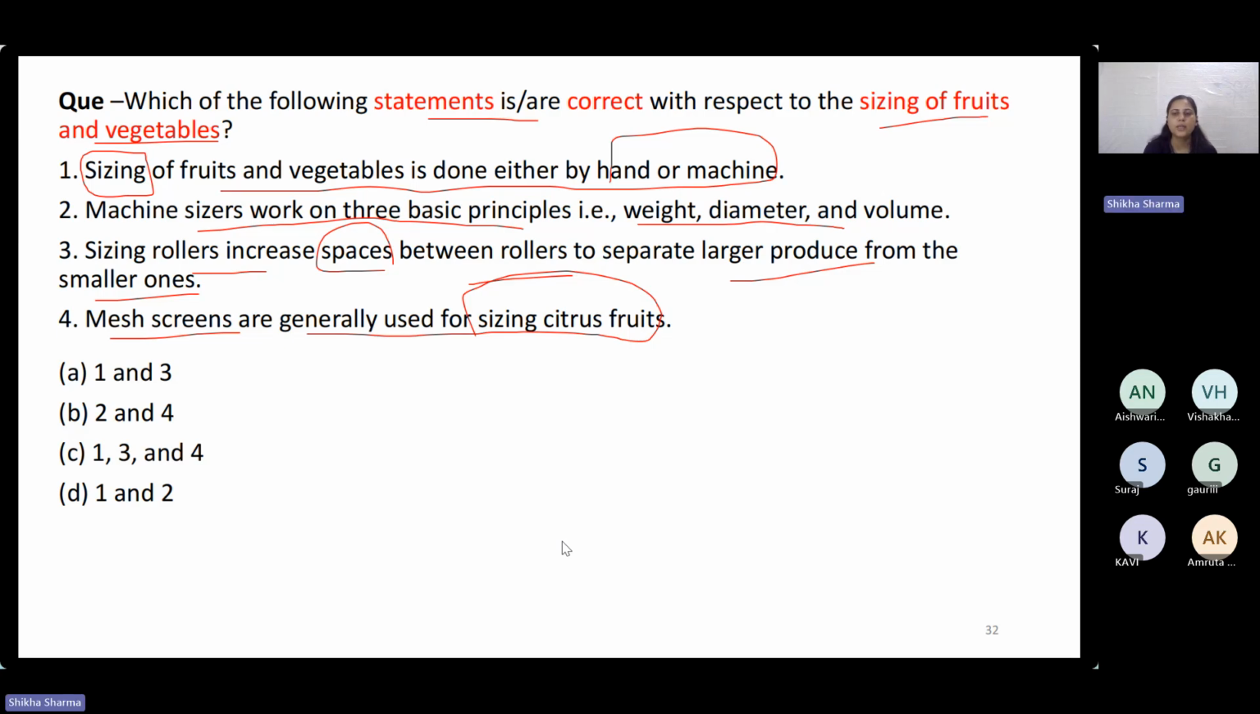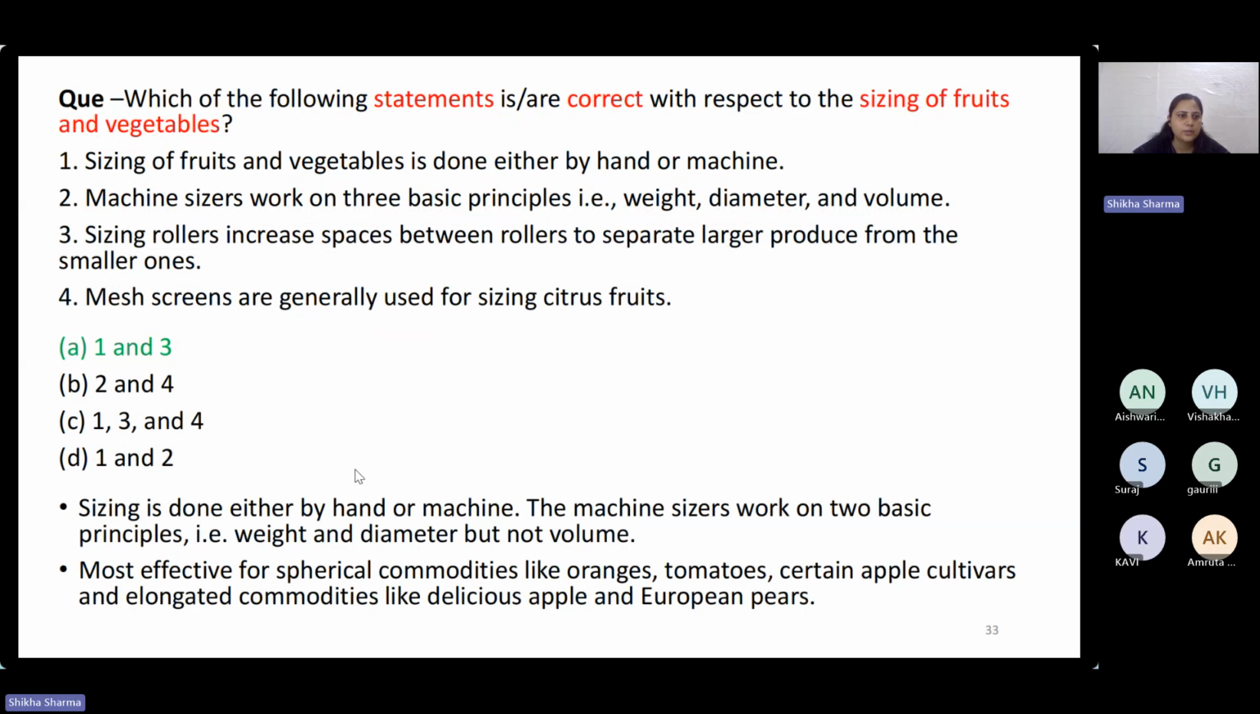Anyone who would like to answer this question? Vishakha has already answered option D. Kavi is saying option D. Asharya is saying option D. Okay, everyone is saying option D.